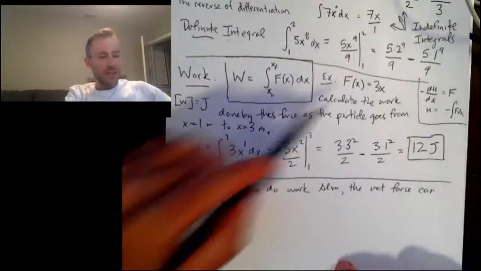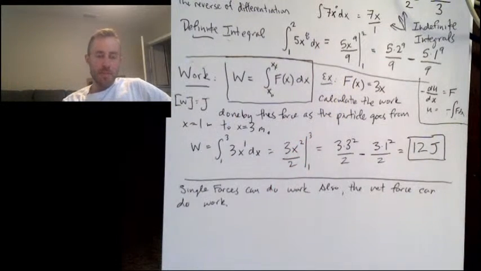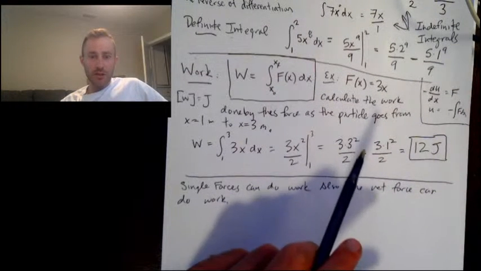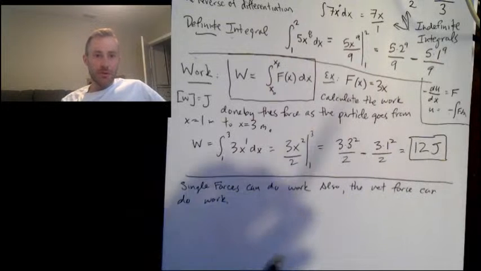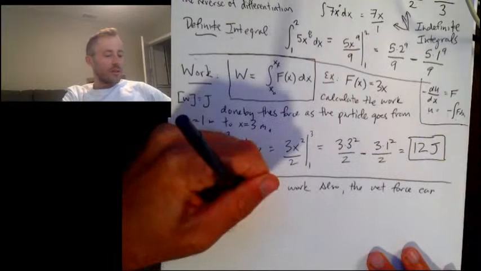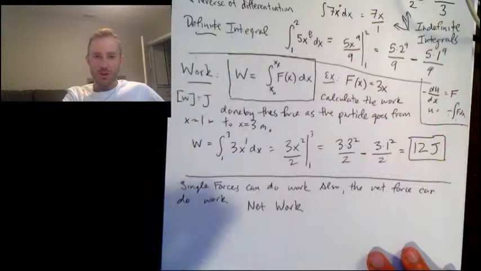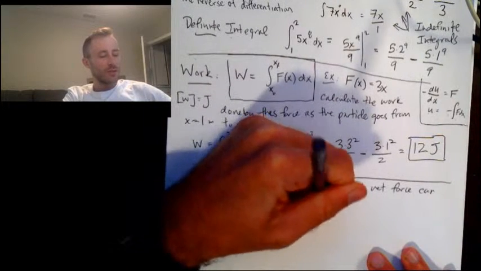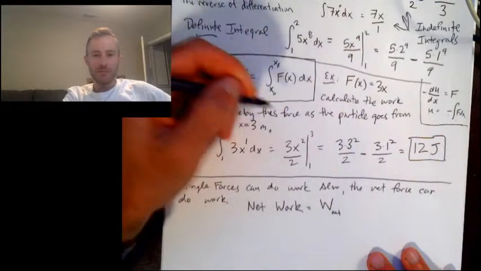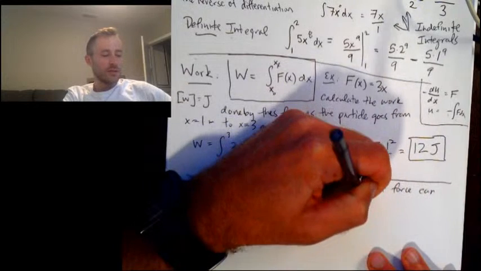You know, I didn't say that this was the net force. This was a force that is acting on the object. But if it were the net force, we would call it the net work. Okay? So the net work, not one word, this is two words, which is denoted by W sub net, is equal to the work done by the net force.